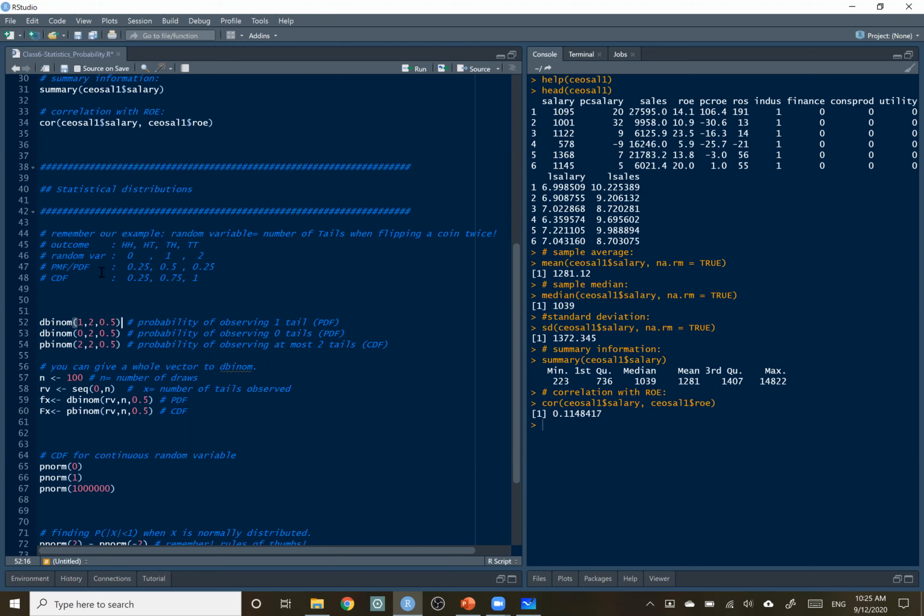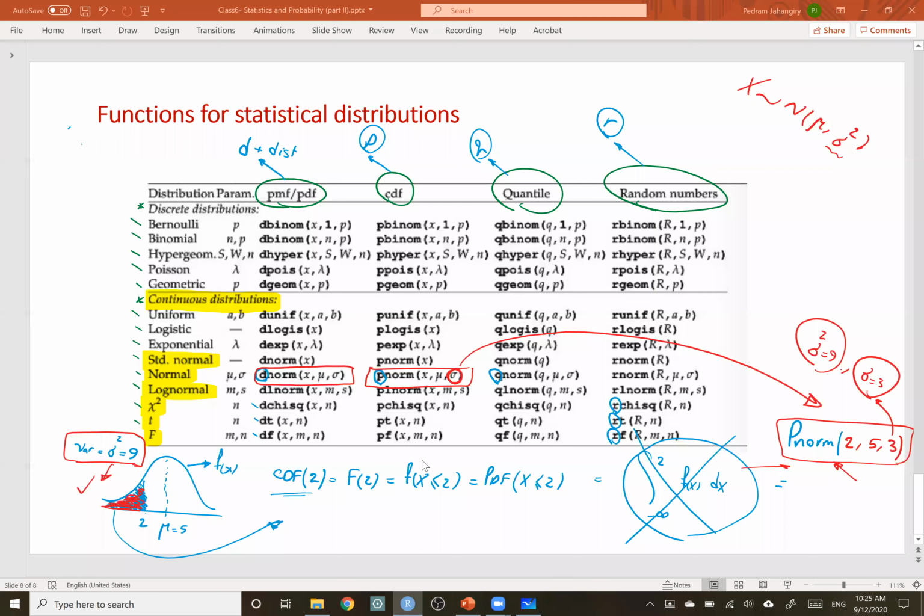So what are you looking for? PDF, probability. So what is the acronym? D. What is the distribution? Binomial. So we use dbinom, and look at the features in the table. What do I need to pass? I need to pass X, the number of, in this example, tails; n, the number of trials, we are flipping a coin twice; and p, the probability of success, which is half. If you're flipping a coin, the probability of seeing head or tail is 50%, right?